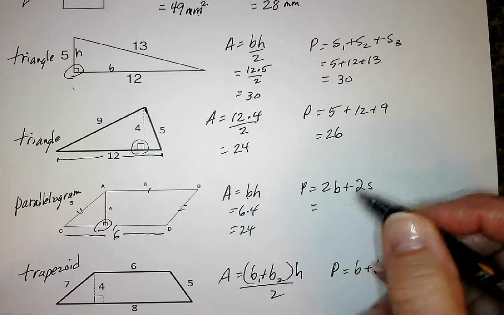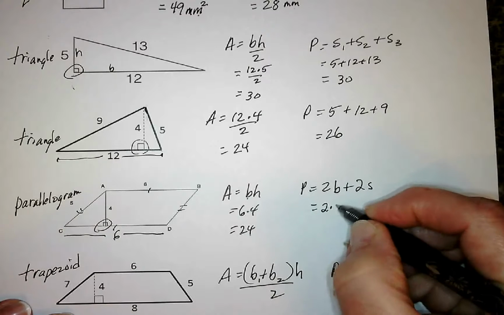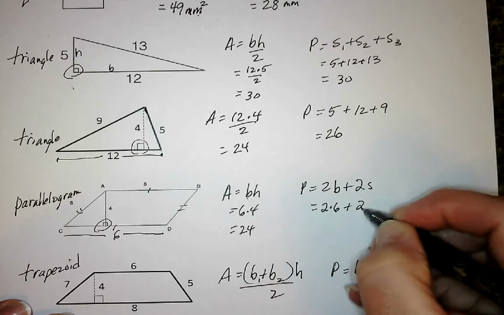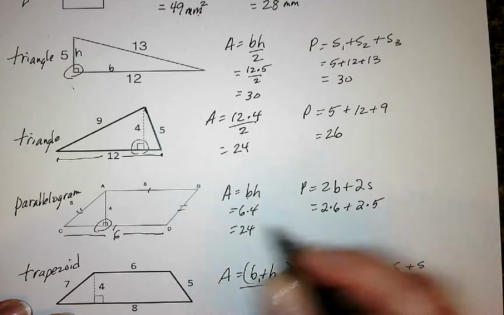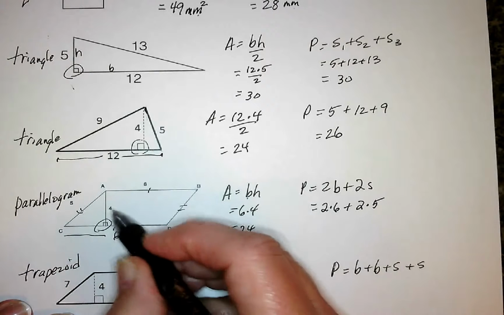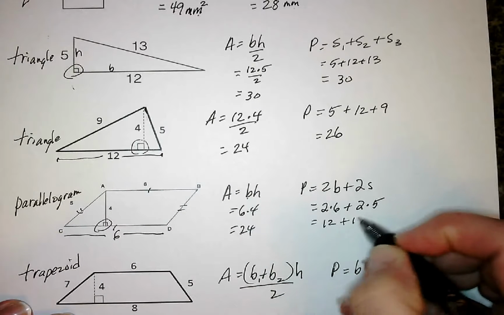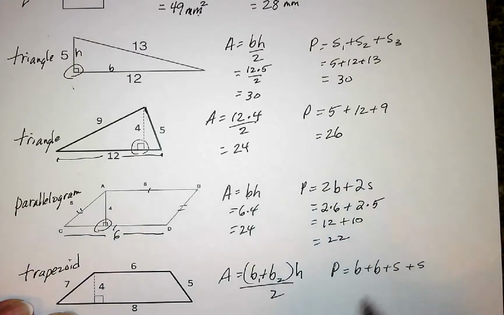Okay, on the perimeter, we're basically going to add the 4 sides together. I need 2 of the bases, which is 6, and I need 2 of the sides, which is 5. Again, we're adding just this outside edge. 4 is not part of that, so I'm just going to take these. I'm going to say 12 plus 10, or 22.